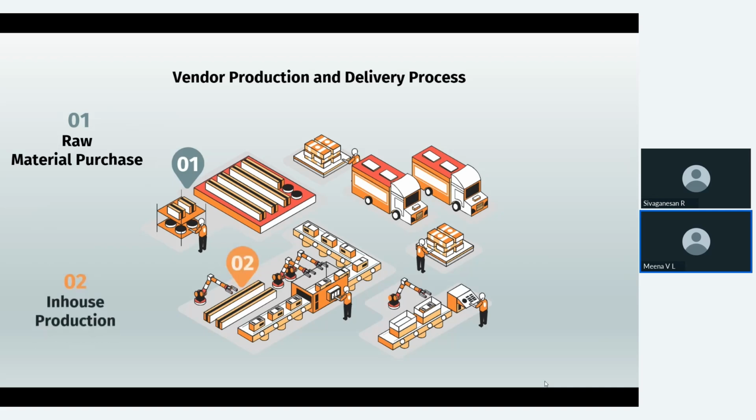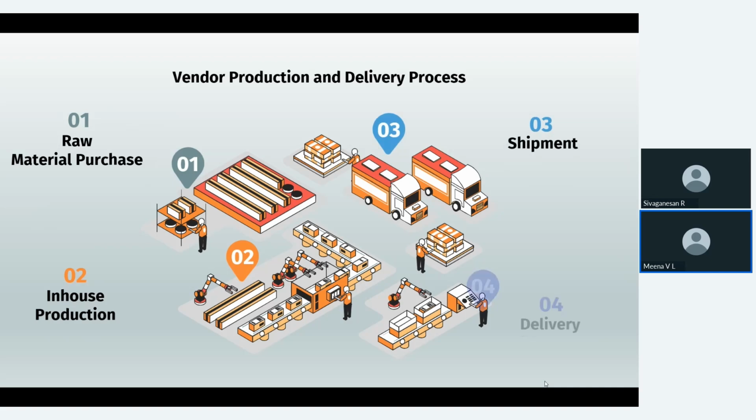Once they have all the raw materials needed for an item to be produced, they will start their in-house production. There will be multiple steps, be it assembly or quality check. All these come under in-house production. Once everything is done and all the quality checks are done, they will start the shipment to your location, to your warehouse. After shipment, you will get the delivery and have it placed inside your warehouse, right?